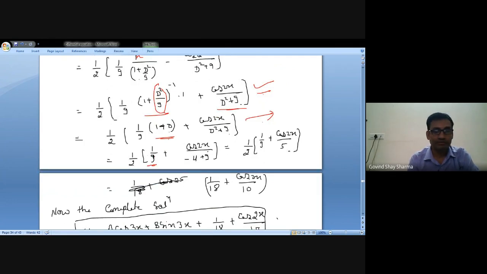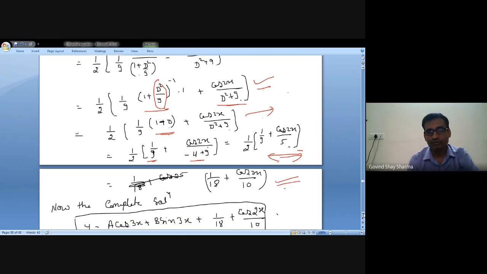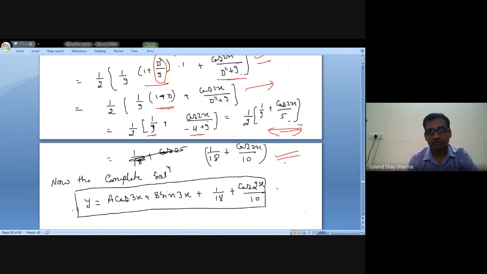Here we can see 1 by 2, 1 by 9 plus cos 2x, where we put minus alpha square. Here we put D square minus alpha is 4. So this becomes the PI of the differential equation. So this is the complete solution.